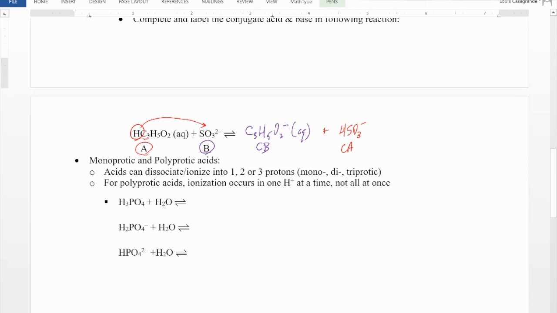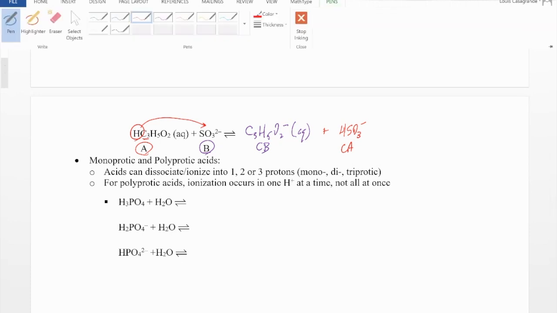So in the homework, you'll be practicing a bunch of these reactions. In some of the reactions, I will give you the entire reaction, and you'll have to label everything: acid, base, conjugate acid, and conjugate base.